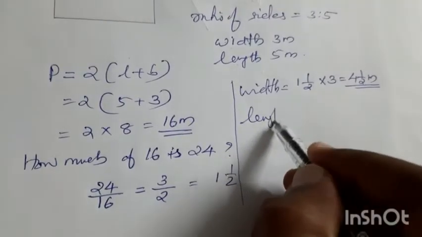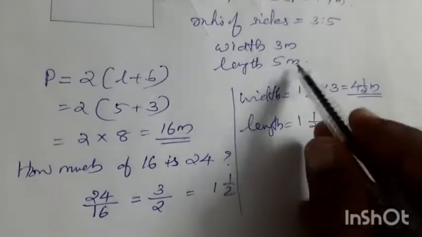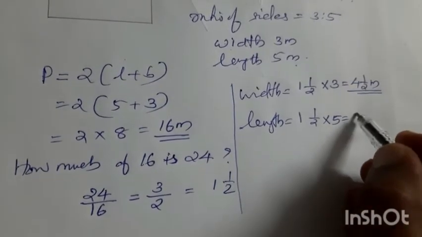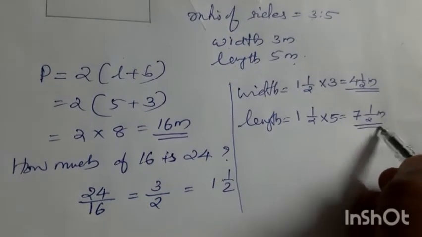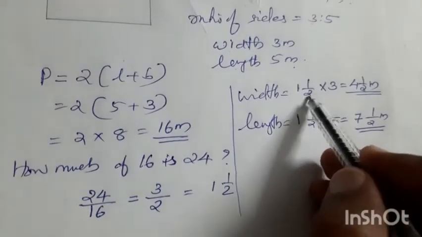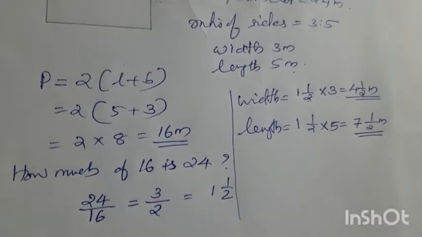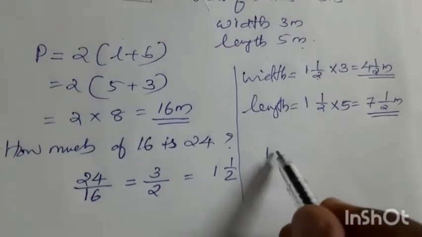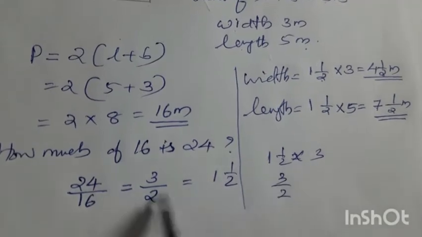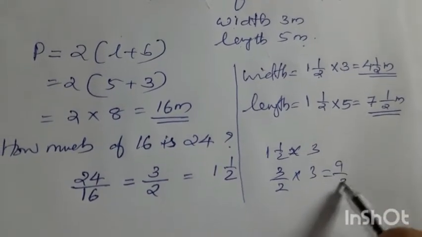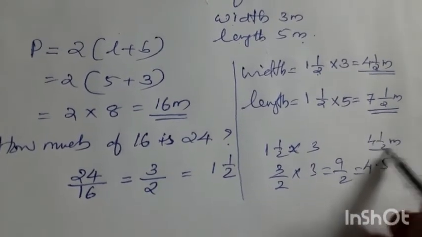Then what about the length? Length is equal to 1 1/2 times the length, so that is 7 1/2 meters. How did you get this one? 1 1/2 you can write as 3 by 2. 3 by 2 into 3. Same into 3, so it is 9 by 2. 9 by 2 means 4.5 or 4 1/2 meters.